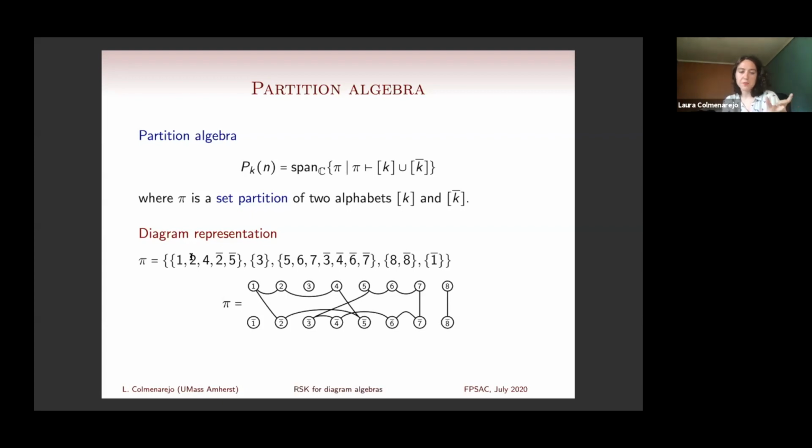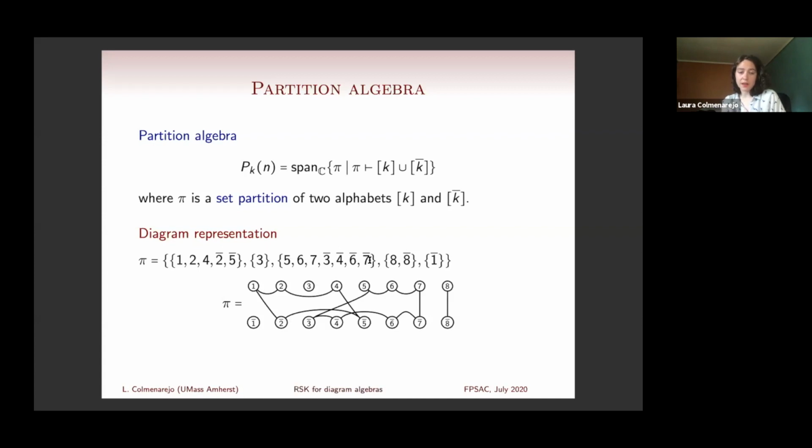And what I have is that I have split them into blocks of numbers. For the diagram representation, we are going to put the numbers 1 up to 8 on the top row and the numbers 1 bar up to 8 bar on the bottom row. And we are going to link the numbers that are in the same block, in such a way that I just want to connect them as a clique. I don't care how I do that. So for instance, I have 1, 2, and 4 linked, and then I have 2 bar and 5 bar. So here I'm just closing kind of like the cycle, if you think about it. 3 is by itself, so I don't do anything.